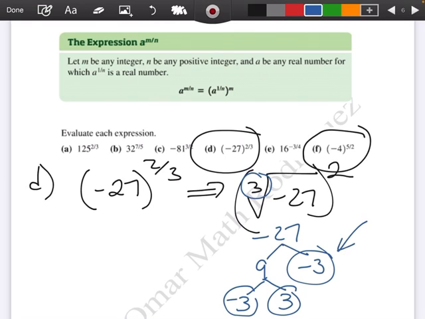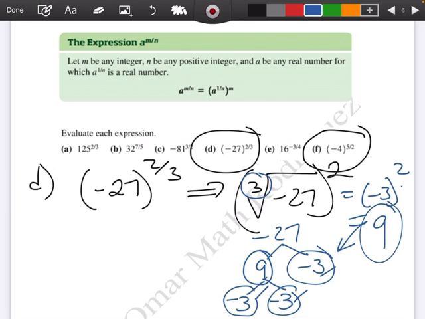But I want you to notice something. If I make both of those negative 3, I still get a positive 9, right? So look, now we can say the cubic root of negative 27, 1, 2, 3, is a negative 3. And when I square negative 3, negative 3 times another negative 3 is a positive 9.